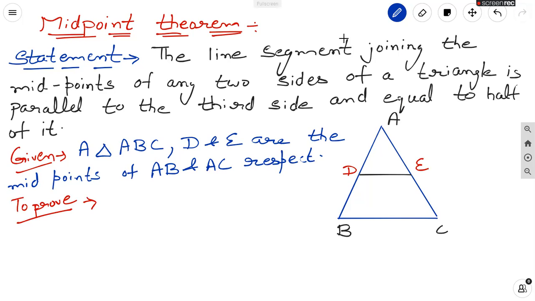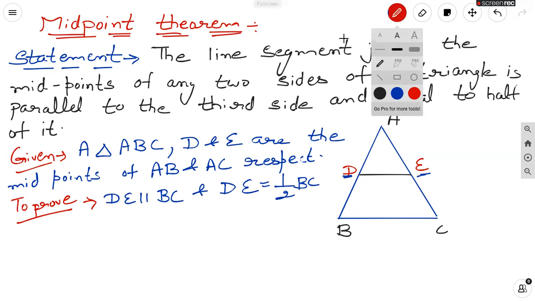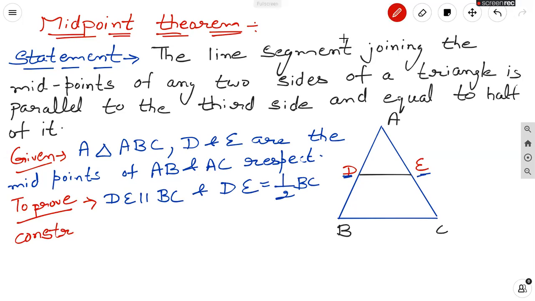is parallel to the line segment joining the, ये आपकी जो लाइन सेगमेंट है जो मिड पॉइंट को टच कर रही है डी और ई को, ये जो लाइन सेगमेंट है आपकी, it is parallel to the third side. So we have to prove that DE is parallel to the third side, that is BC, and equal to half of it. And we have to prove that DE is equal to half of BC. Right? But to prove this theorem, we have to do some construction.